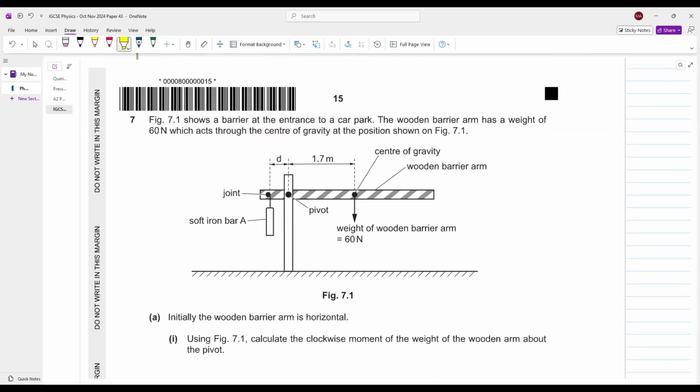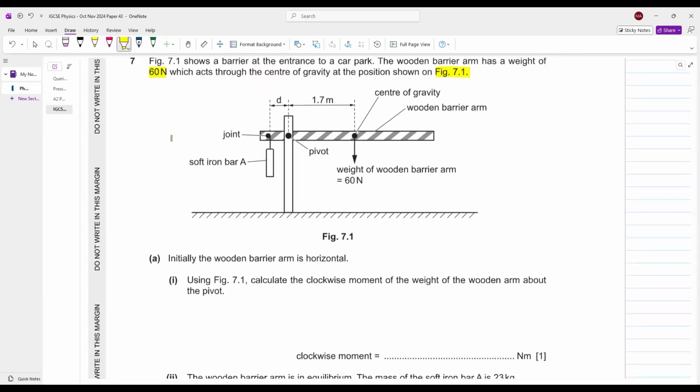Figure 7.1 shows a barrier at the entrance of a car park. The wooden barrier has a weight of 60 Newton which acts through the center of gravity at the position shown in figure 7.1. ठीक है भाई, ये weight है जो downward act कर रहा है. Initially, the wooden barrier is horizontal. What does this mean? This basically means anti-clockwise moment is equal to the clockwise moment.